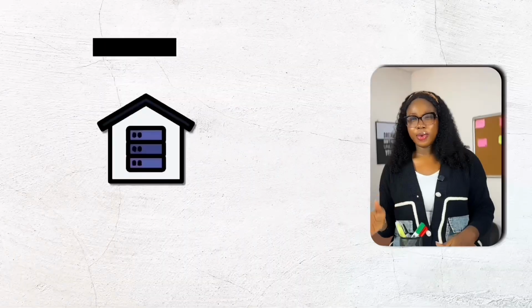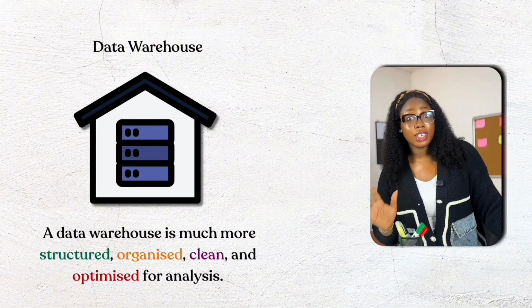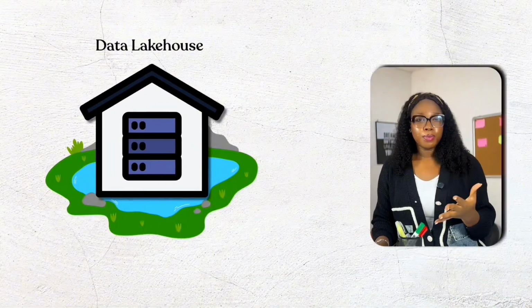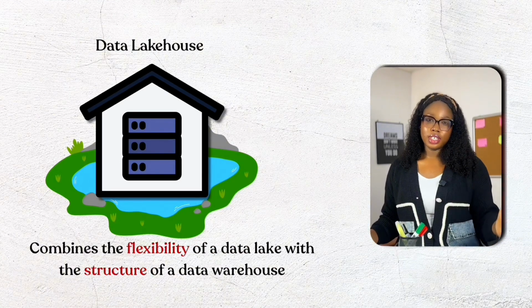Now, from the data lake, you move the data into the data warehouse. The data warehouse is much more structured. It's organized, clean, and optimized for analysis. Tools like Snowflake and BigQuery are data warehouses. And this is where analysts go to run their queries and build their dashboards. Then there's also something called a data lakehouse, which is basically a newer approach that tries to combine the flexibility of a data lake with the structure of a data warehouse.